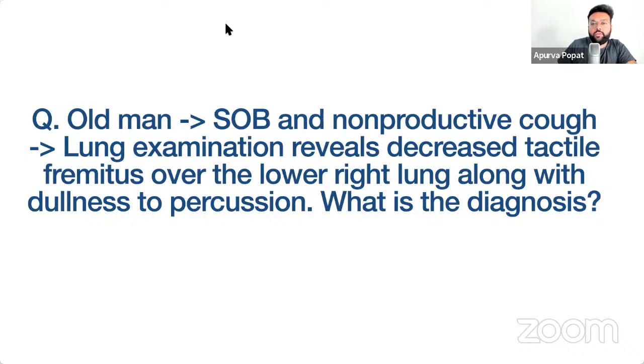Okay, an old man is having shortness of breath, non-productive cough. Lung examination reveals decreased tactile vocal fremitus over the lower right lung along with dullness to percussion. What can be your differential diagnosis?